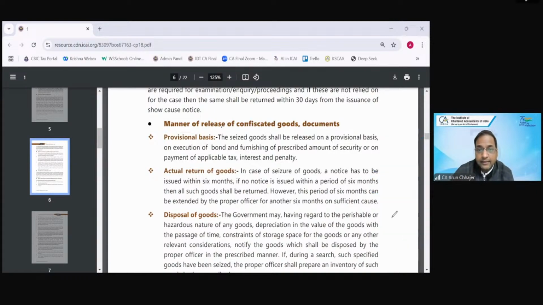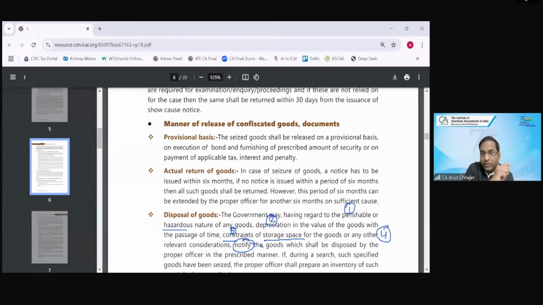अभी हम बात करते हैं disposal of the goods. The government, having regard to the perishable or hazardous nature or depreciation in the value, see, गवर्नमेंट को ये लगता है कि गुड्स खराब होने वाला है, पेरिसेबल है, या डेंजर है, या गुड्स ऑलरेडी डेप्रिशिएट हो चुका है वैल्यू में, और गवर्नमेंट के पास स्पेस ही नहीं है गुड्स को रखने का, और गवर्नमेंट कोई नोटिफिकेशन इश्यू करके लिस्ट स्पेसिफाई कर सकते हैं.